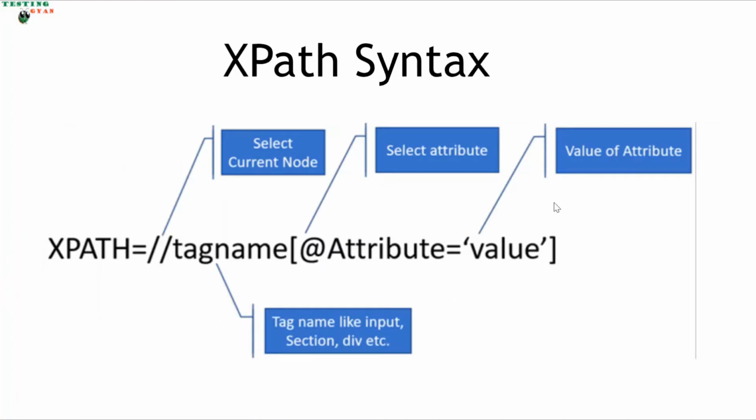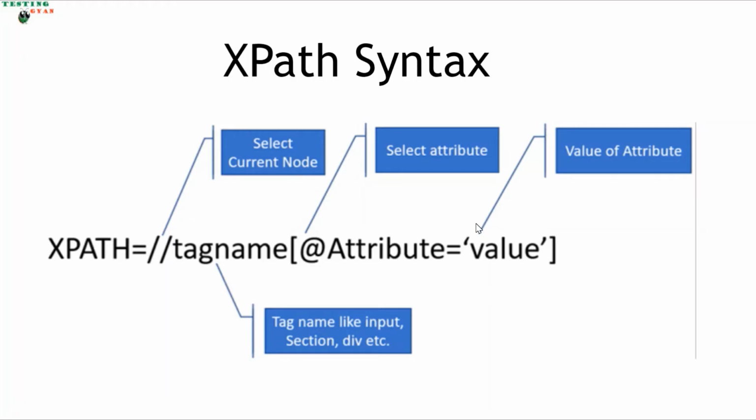So here is the syntax of relative XPath. If I explain this, the double forward slash is for your current node. Then comes the tag name, then we write @ and then the attribute and then the value of that particular attribute. After discussing this theory part, we'll discuss in the actual DOM structure what this tag name is, what this attribute is, and what this value is.